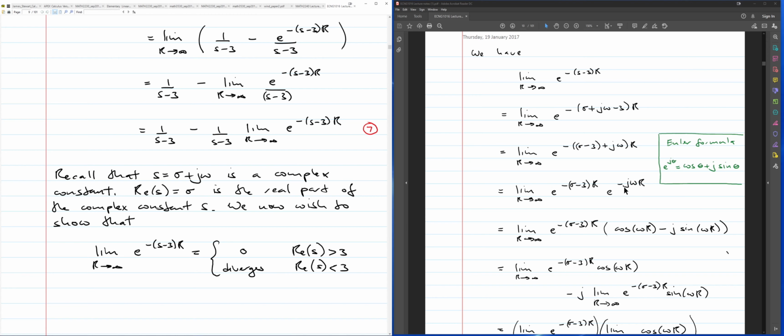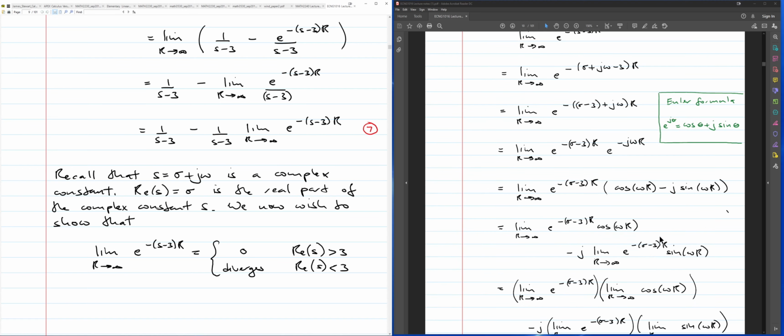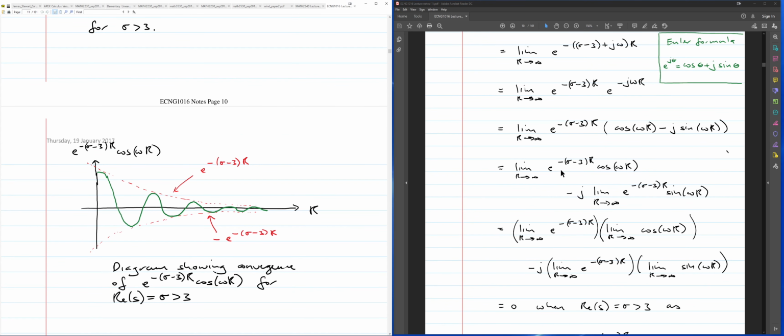And you want to remember this exponential here, e to the minus j omega r. What we could do is use Euler's formula to write this e to the minus j omega r as cos omega r minus j sine omega r. So now I have this exponential times cosine minus j sine. I take the exponential, multiply it against the cosine, and take the exponential and multiply it against the sine. So let's consider the expression with the exponential times the cosine.